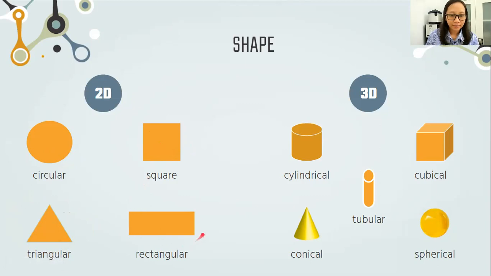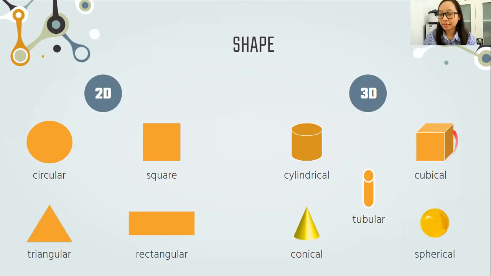Ini, the noun is rectangle, but the adjective is rectangular. If you want to use the adjective, then you choose rectangular. If you want to choose the noun, then you have to use rectangle, okay? And this is 3 dimensions. It's not cylinder. Cylinder is the noun, but the adjective, kata sifatnya itu cylindrical. Seperti beaker glass. The beaker glass is cylindrical. Bentuknya beaker glass itu cylindrical.